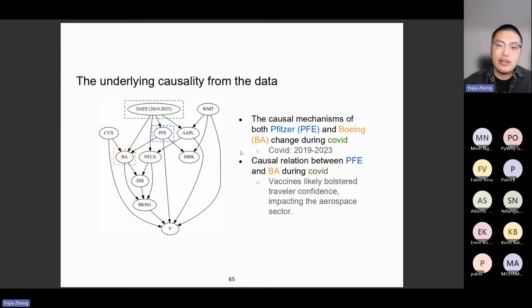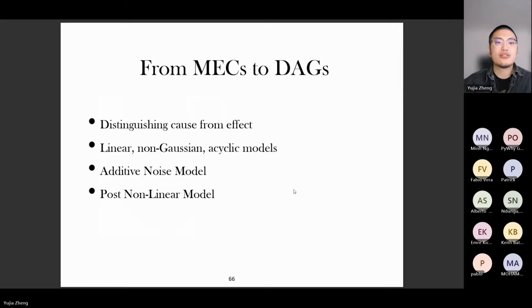From this result, we can see, right, that the causal mechanism of Boeing and Pfizer changed during the pandemic. And we may also see the correlation between them, which is also very sensitive to the time factor, right? Because only during the pandemic can we see this type of vaccine influencing the travelers' confidence. So yeah, at this point, we have seen a constraint-based method as well as a score-based method.